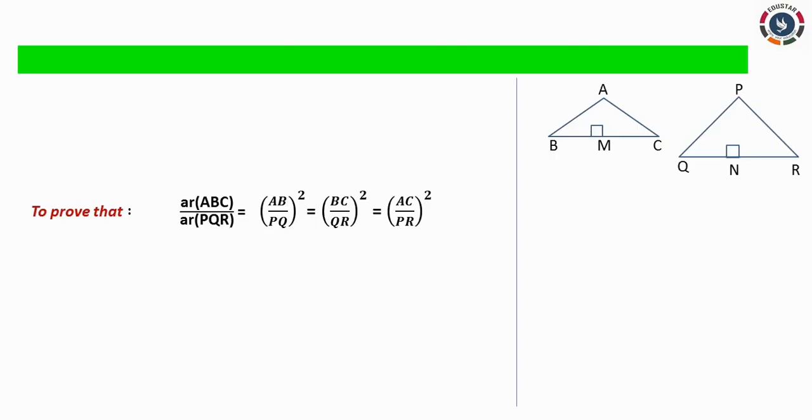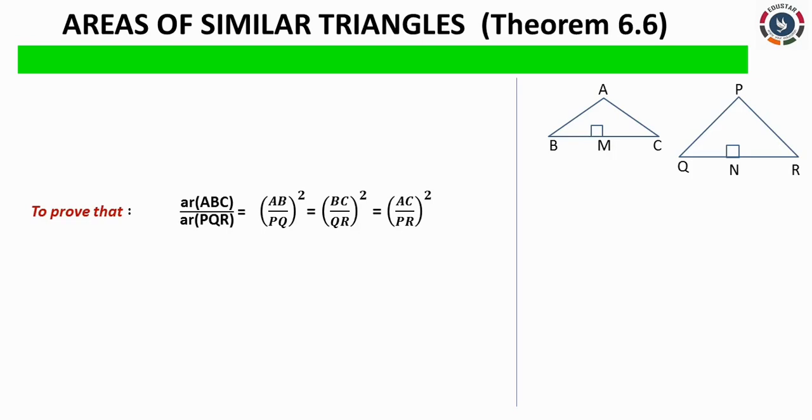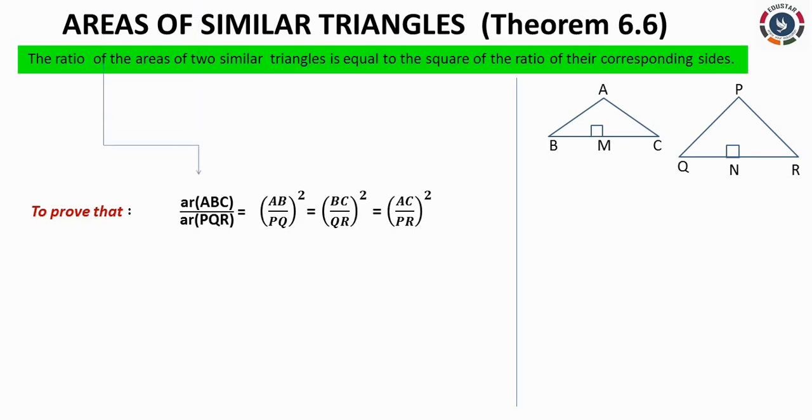Let us begin the session with theorem number 6.6, areas of similar triangles. For that we should have two similar triangles, triangle ABC and triangle PQR. Let me read the statement of this theorem. The ratio of the areas of two similar triangles is equal to the square of the ratio of their corresponding sides. Look at this arrow mark which shows the left hand side, that is what we want to prove in the left hand side part.